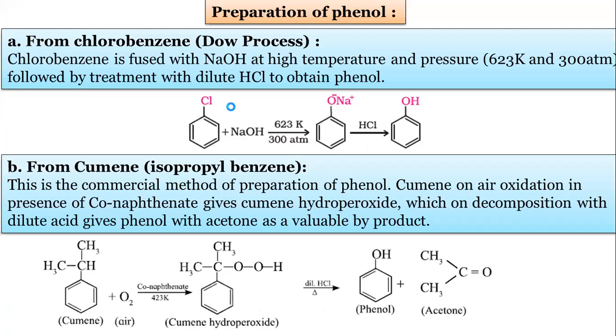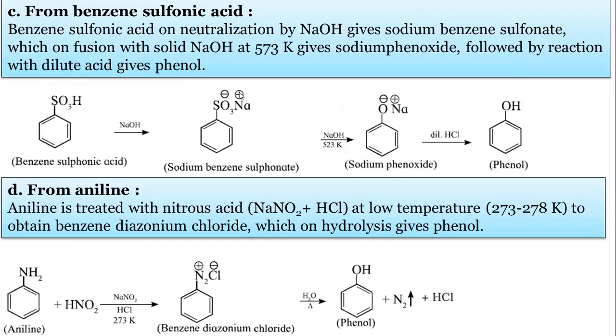Then Dow process is asked many times, Dow process, and then cumene. All the reactions of phenols are important. Benzene sulfonic acid is important. Then benzene diazonium chloride is important.